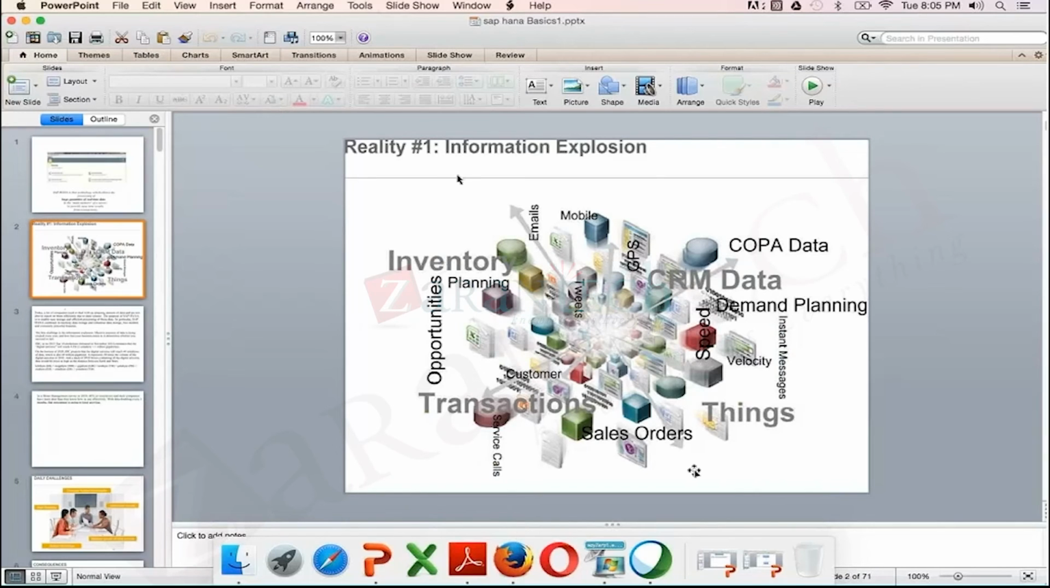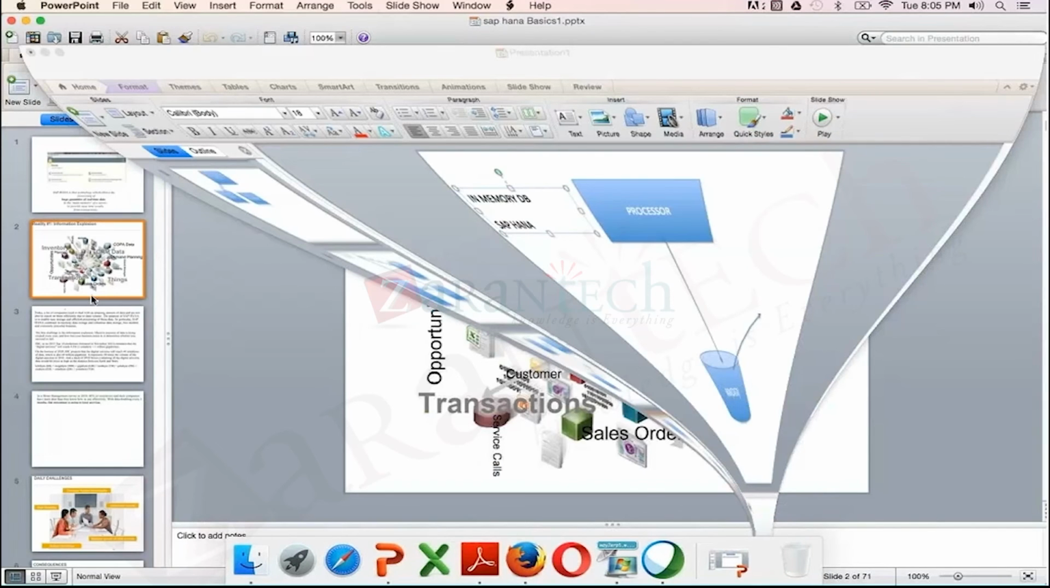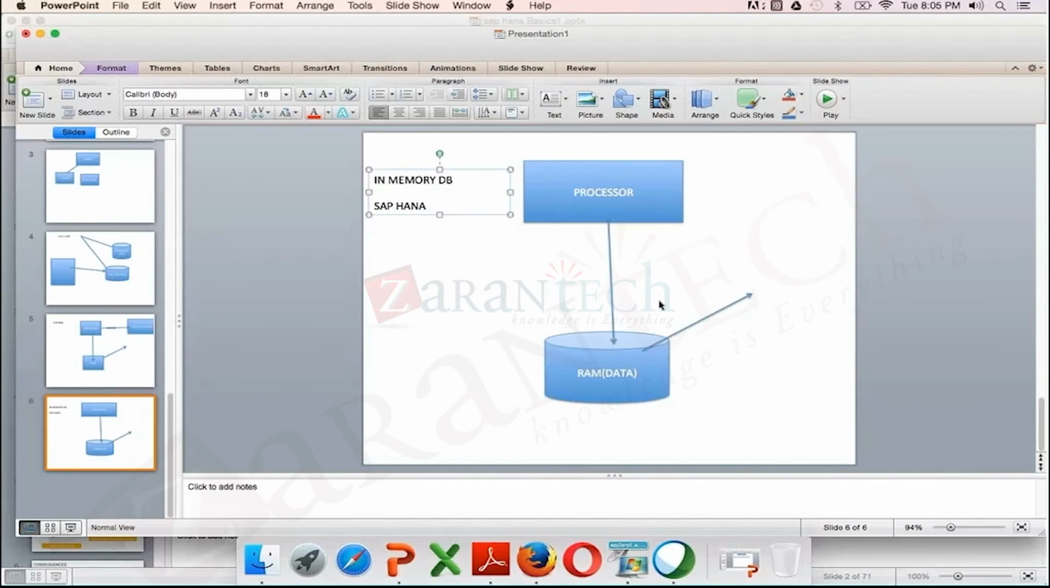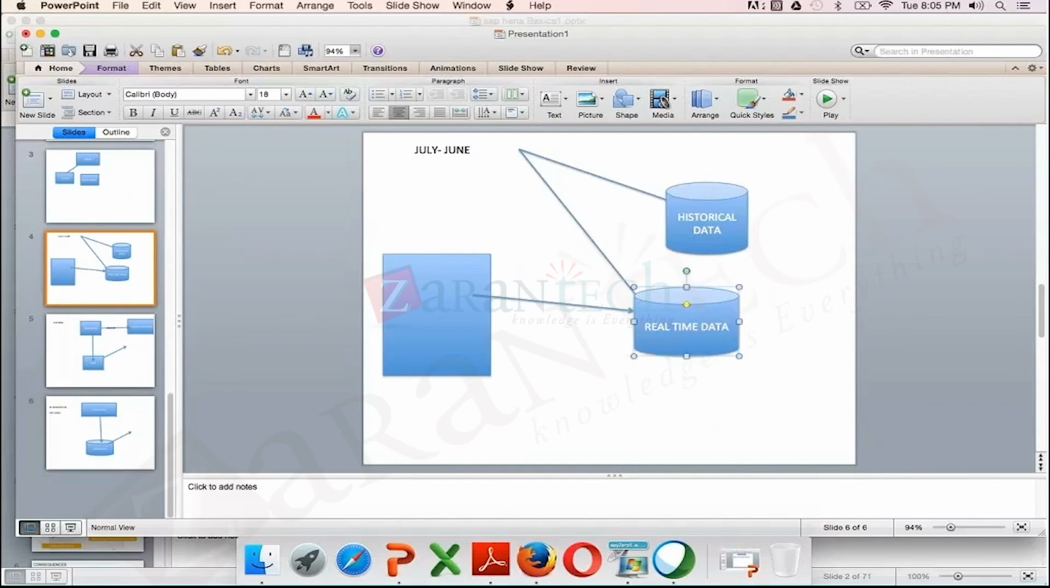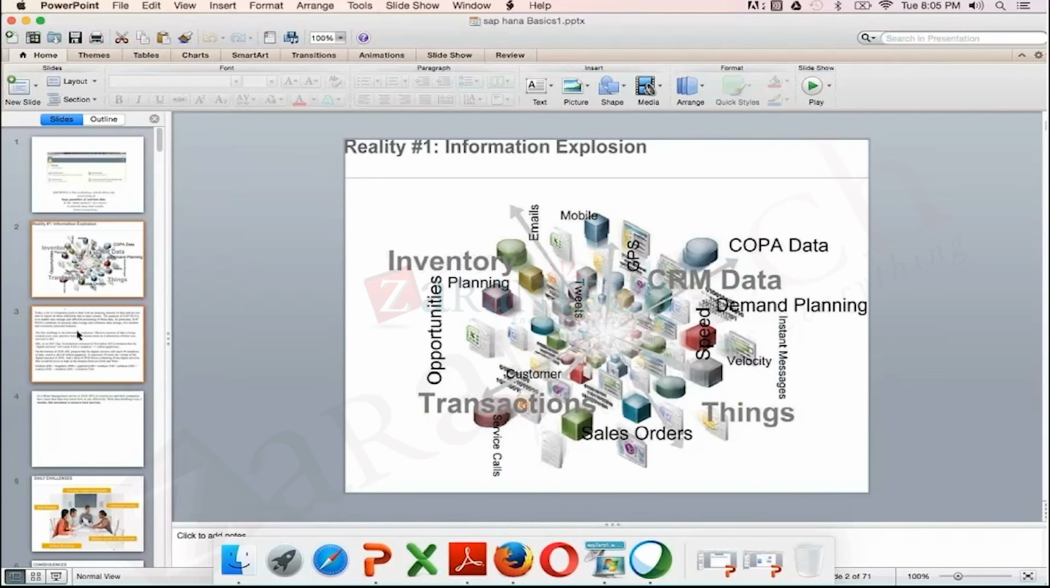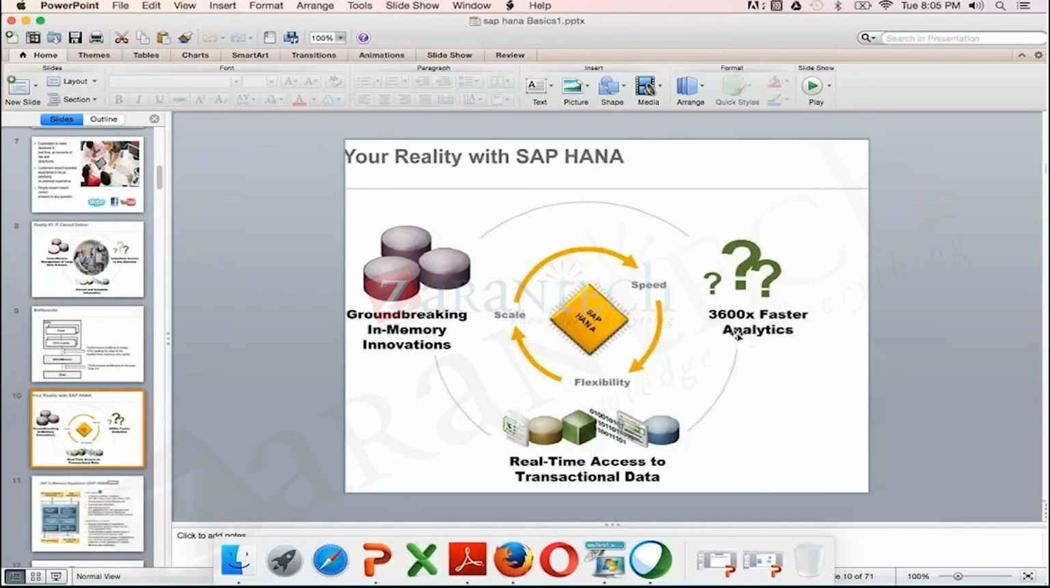Real-time means once a record is saved in the system, in the application or in the transaction system, right away that record will replicate to SAP HANA. Up-to-date data. Using HANA, we can accomplish real-time analytics. Now the speed-wise, 3,600 times faster analytics when compared with a traditional database. 3,600. Look at the speed. Look at the factor.